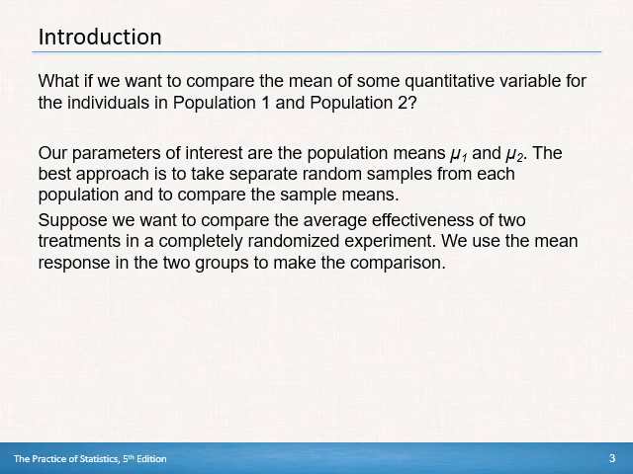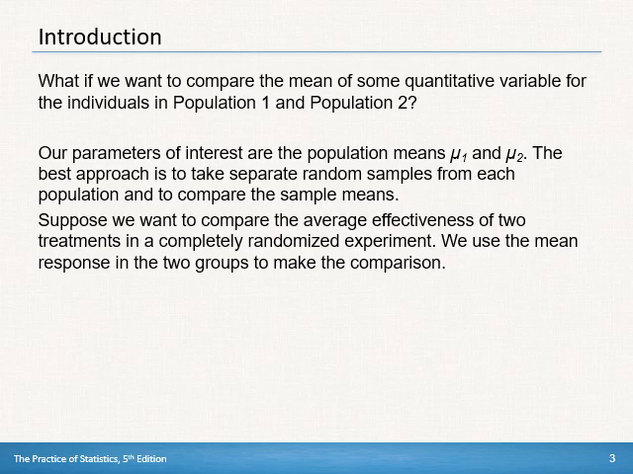The best approach is taking separate random samples from each population, and then we're going to compare the sample means. So by looking at how different the sample means are, we're going to try to say, well, what's the likelihood that our population means are a set distance away from each other.